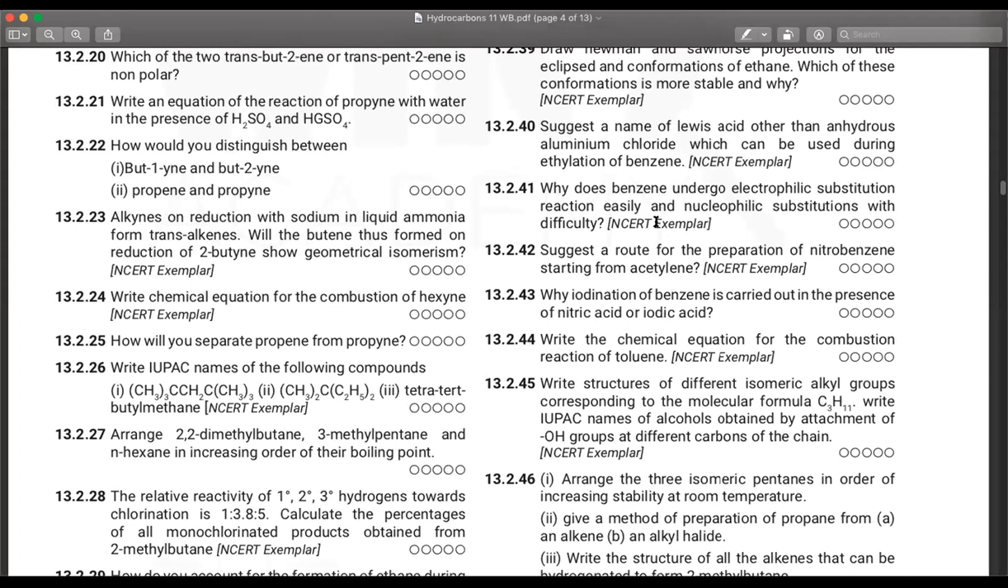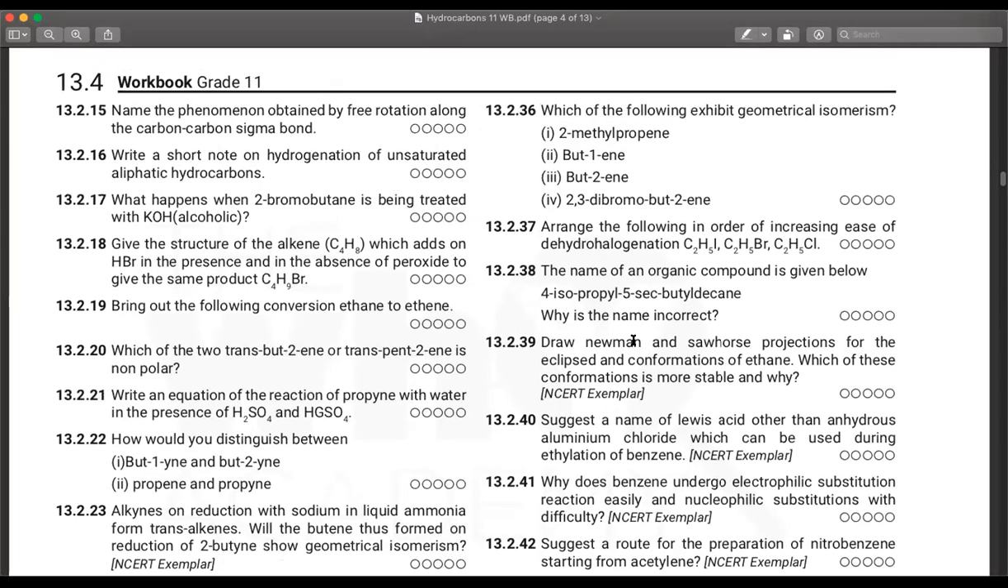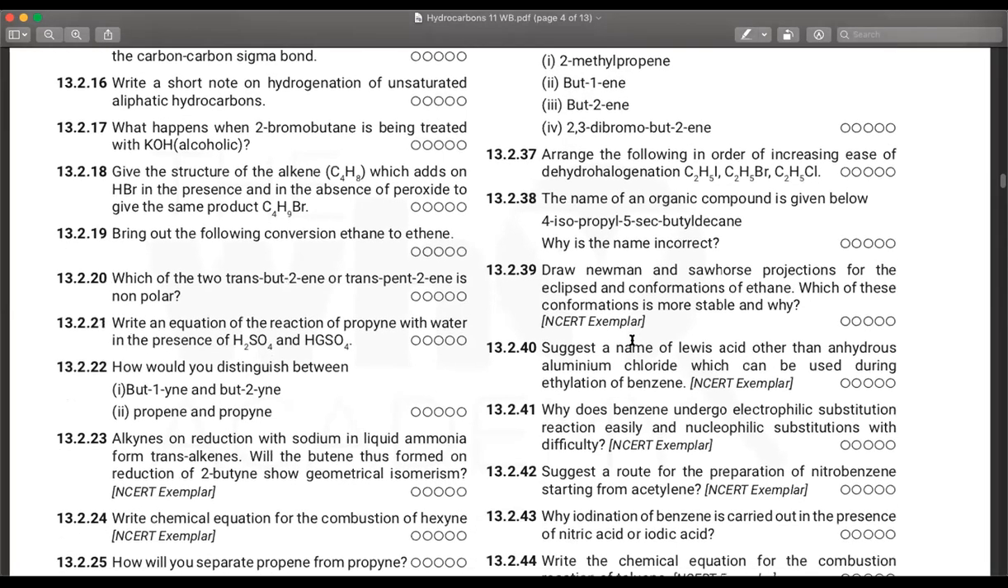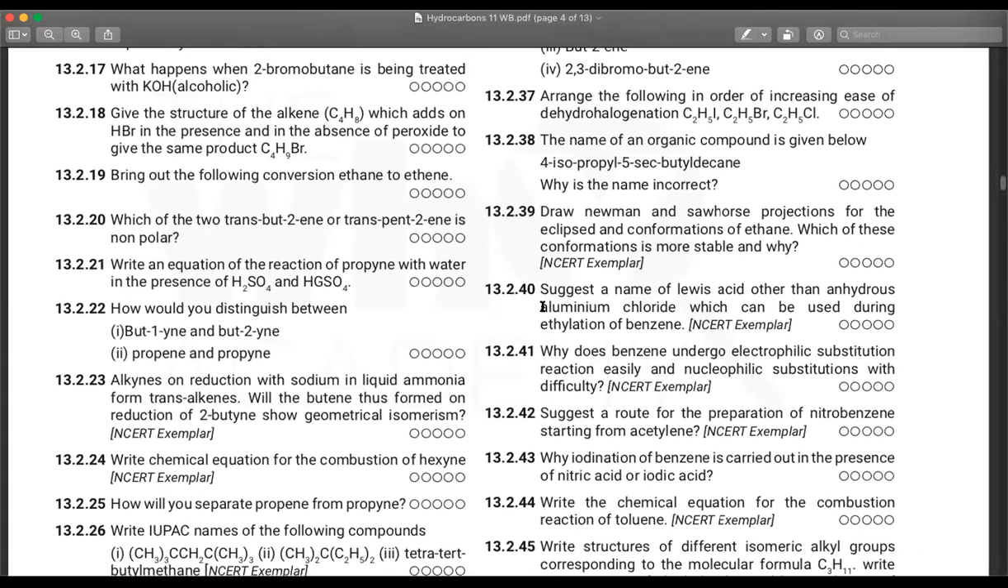Okay. All right. So look at question number 40. Actually, before 41, we'll look at some direct questions. Like question number 40 here, for example. Suggest a name of a Lewis acid other than anhydrous aluminum chloride, which can be used during ethylation of benzene. So other than anhydrous aluminum chloride, what else can be used?